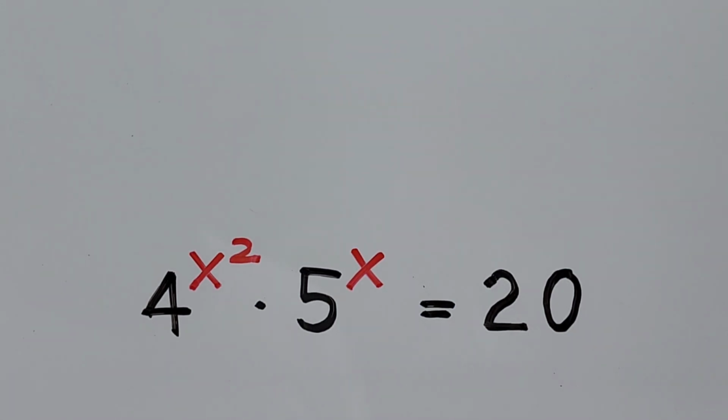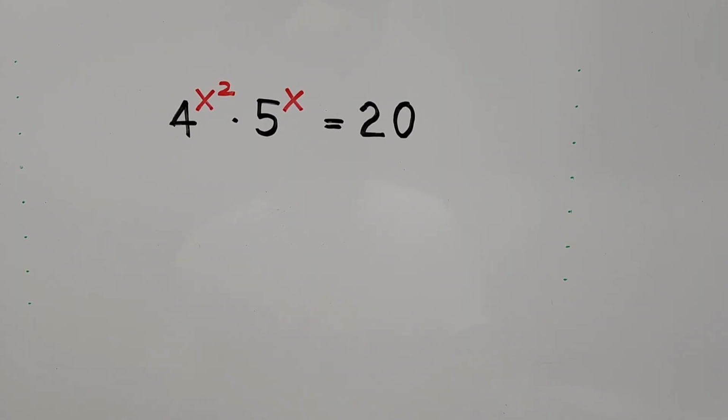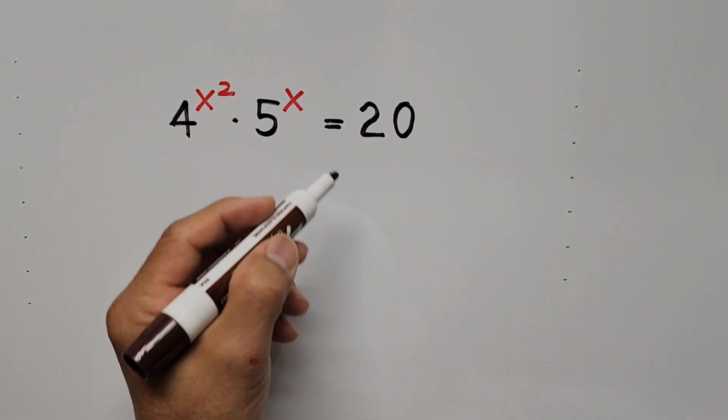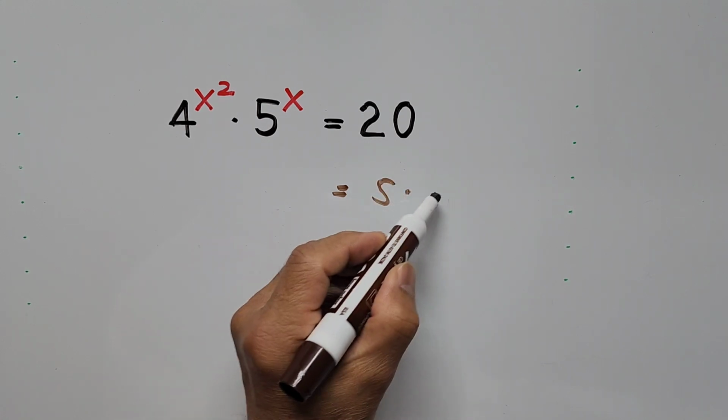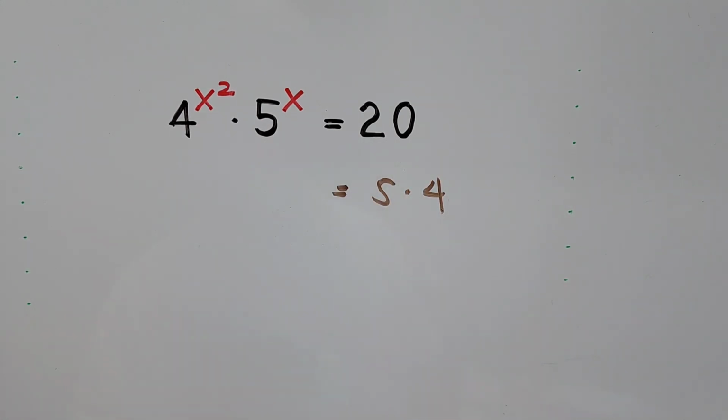So the question is, is that the only solution to this problem? Let's find out. Let's start with the constant 20 on the right. We break it down into its factors, that's 5 times 4, since 5 times 4 is 20.